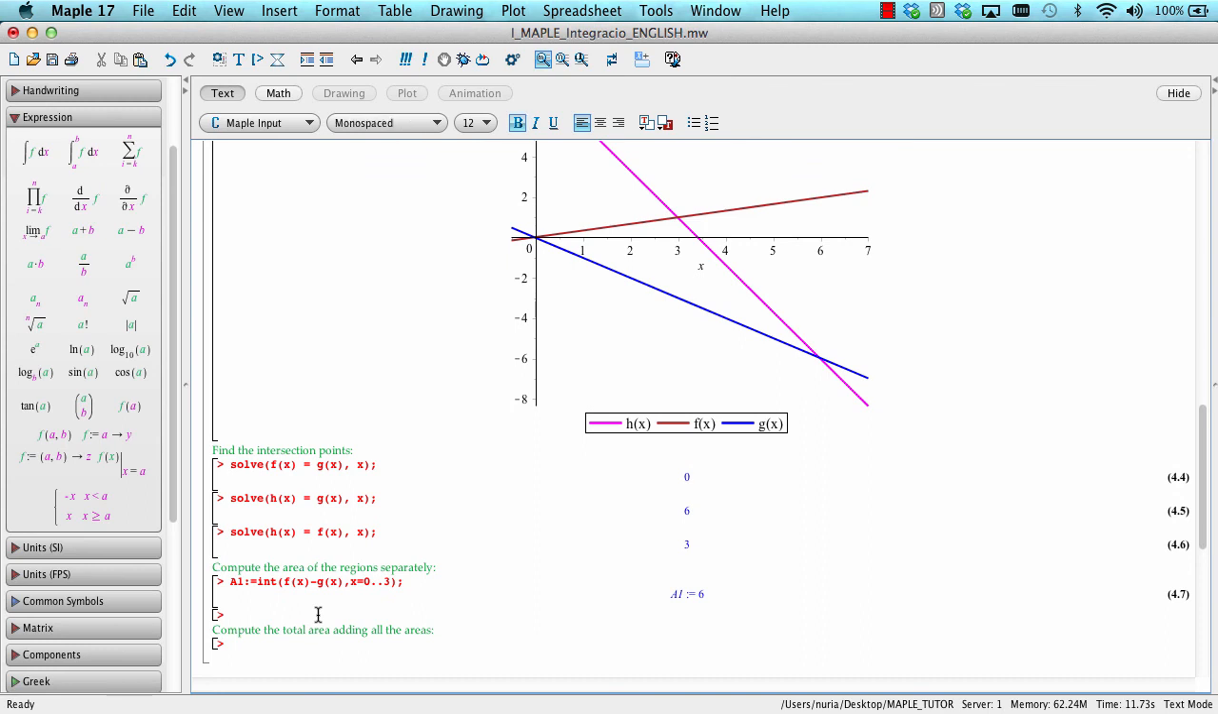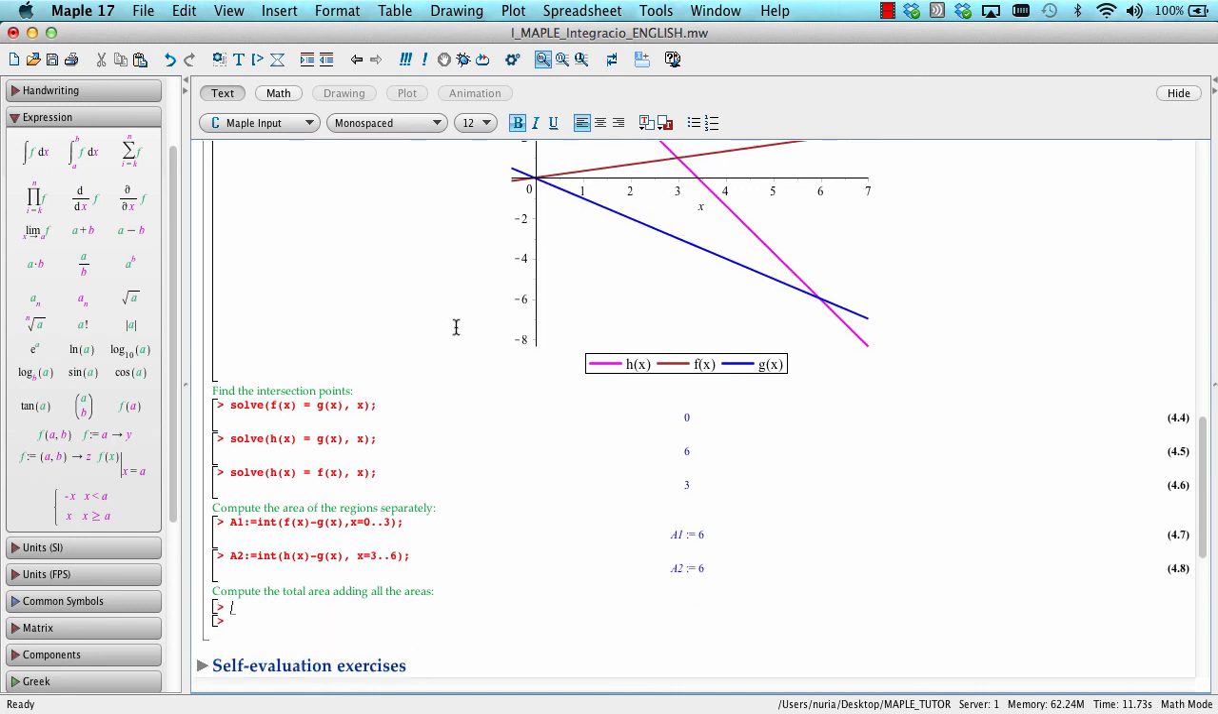The second area, A2, we are going to integrate from 3 to 6. Which functions? The pink one, h, minus the blue one, g. So h of x minus g of x. So we get a 6. Even though it's not quite clear in the plot, these two triangles have the same area, which is 6. So the total area is going to be A equal to A1 plus A2, which is going to be 12.